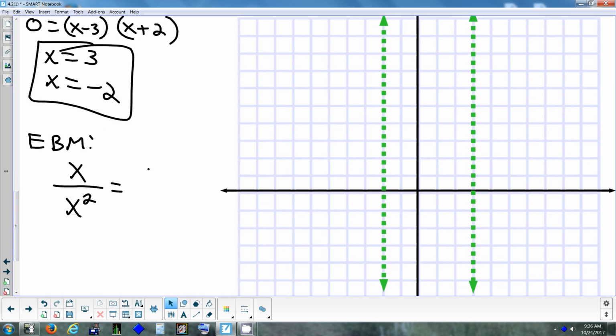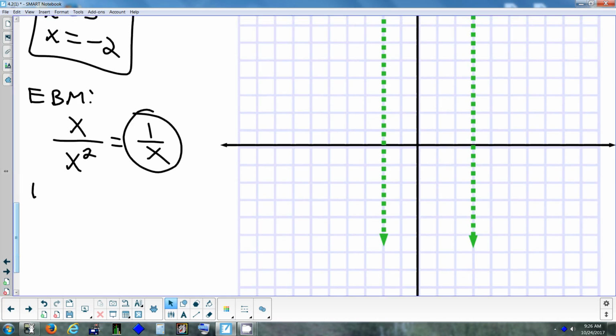1 over x. So that's your end behavior model, which now allows us to find the horizontal asymptote. What happens to that fraction as x gets really, really big? Well, what will that fraction approach?